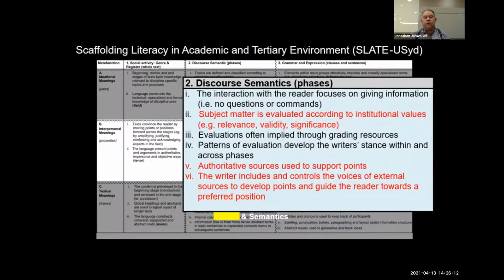In terms of meaning, how does one persuade? You need to be able to know how to evaluate what it is you're talking about. To put it across, you need to know what is valued within the discipline within which you are writing. How does it come across as relevant or valid or significant? You use authoritative sources to support your points. The writer includes and controls the voices of external sources to develop points and guide the reader towards a preferred position.